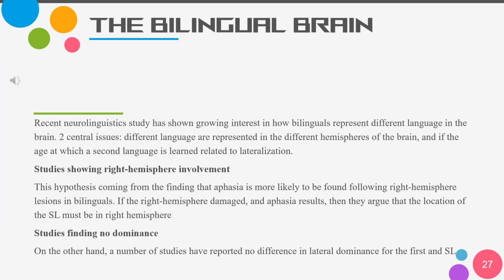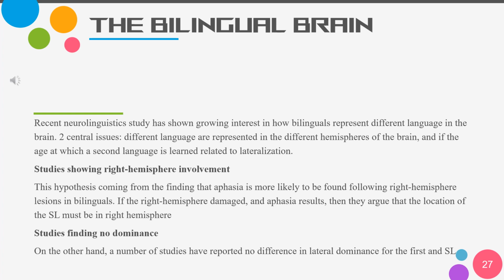The bilingual brain. Recent neurolinguistic research has shown growing interest in how bilinguals represent different languages in the brain. Two central issues have been the focus of research: whether different languages are represented in different hemispheres of the brain, and if the age at which a second language is learned is related to lateralization.